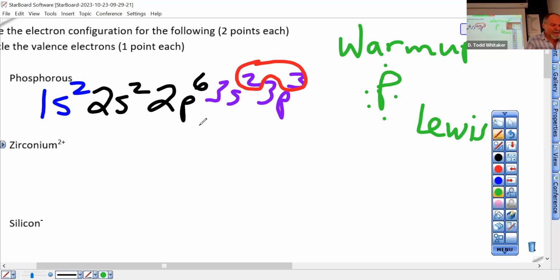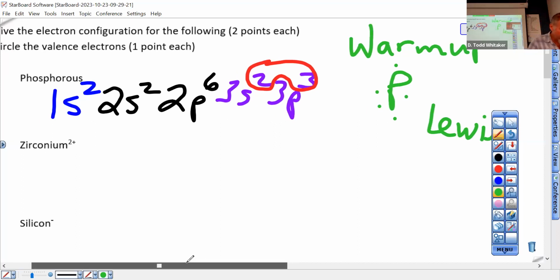I need to find the orbitals with the biggest number in front. Those are called the valence orbitals. And all the electrons living in the valence orbitals are called valence electrons. Thank you. All right.